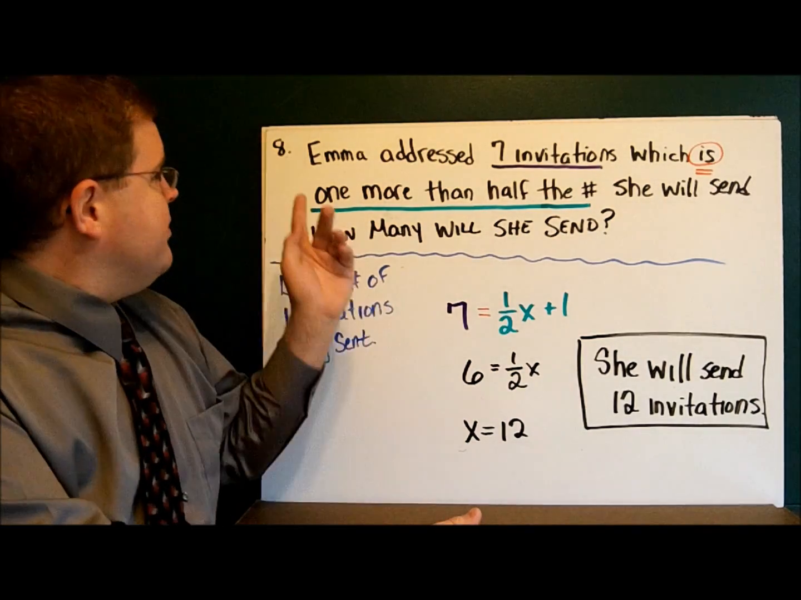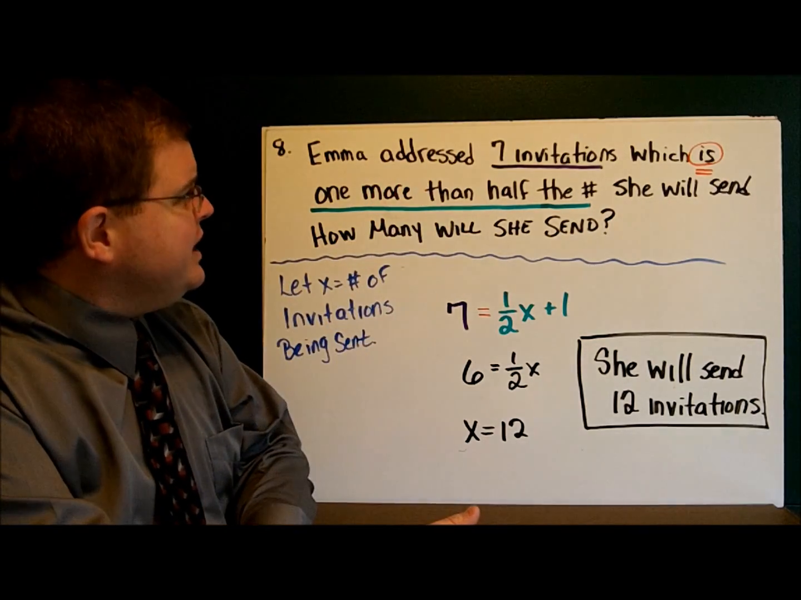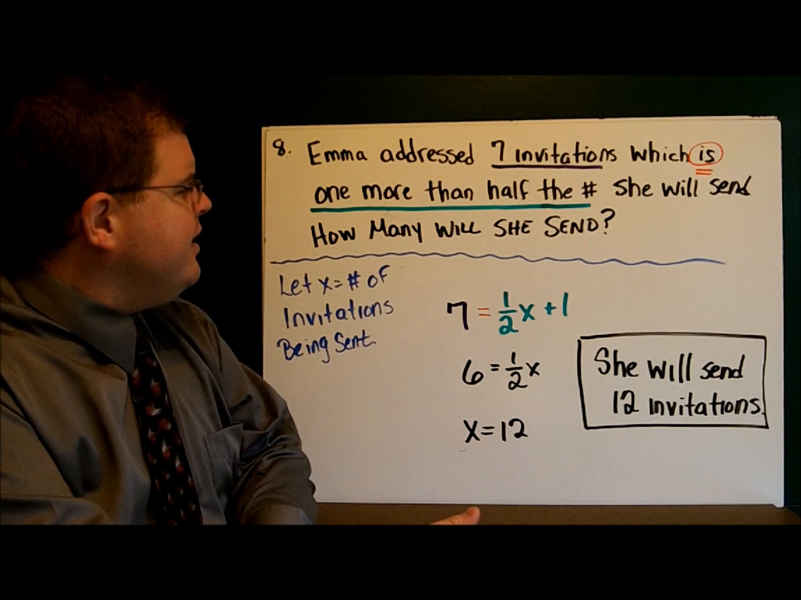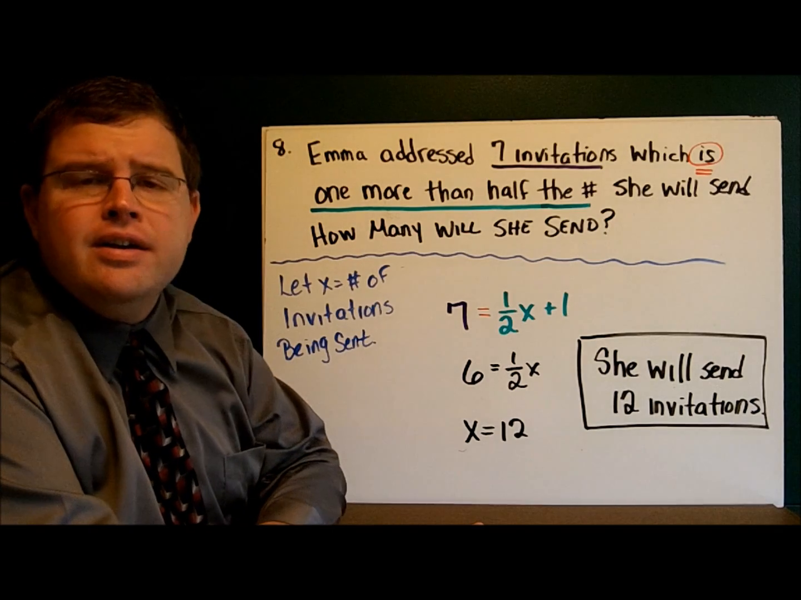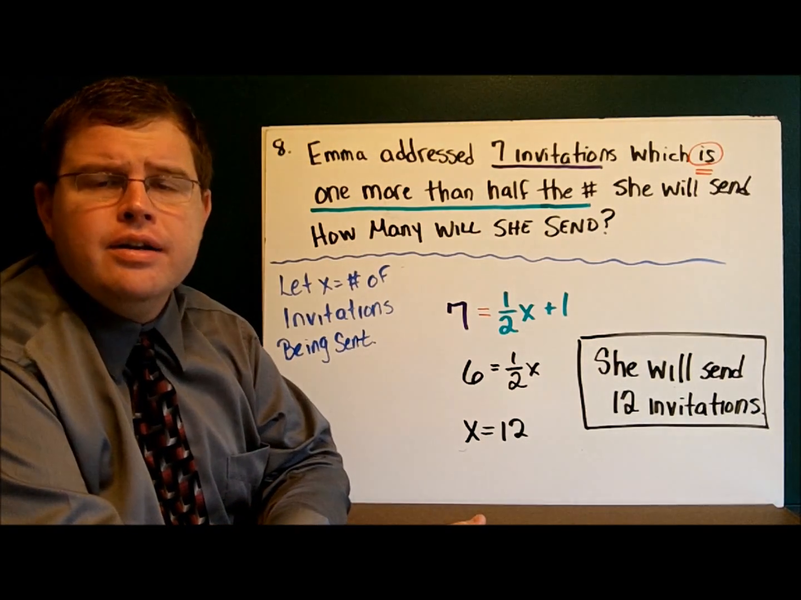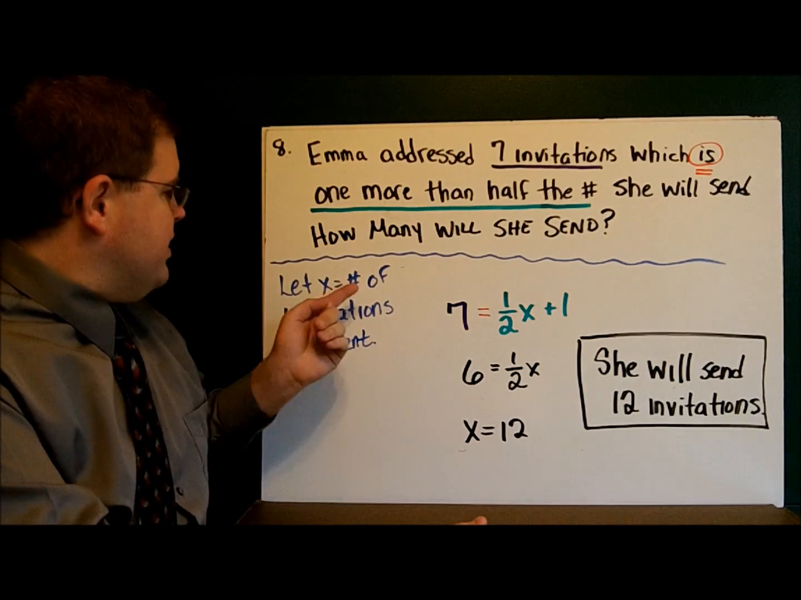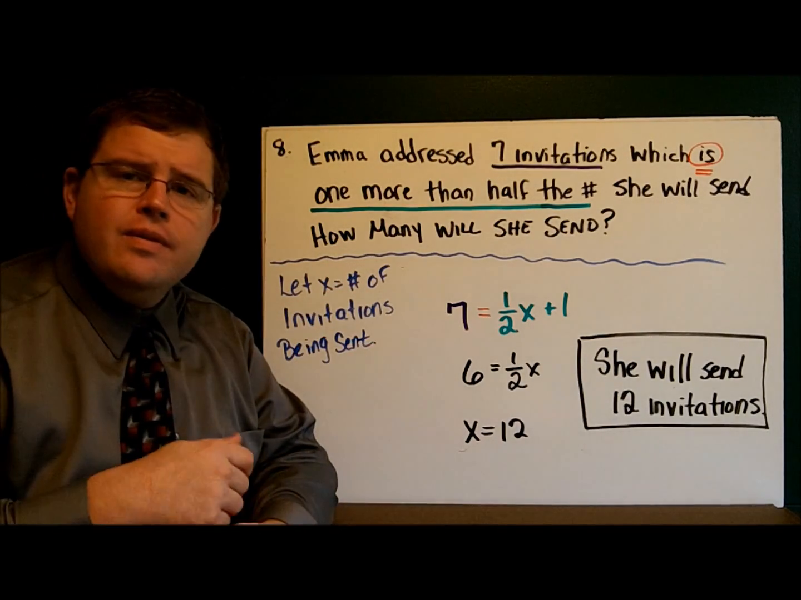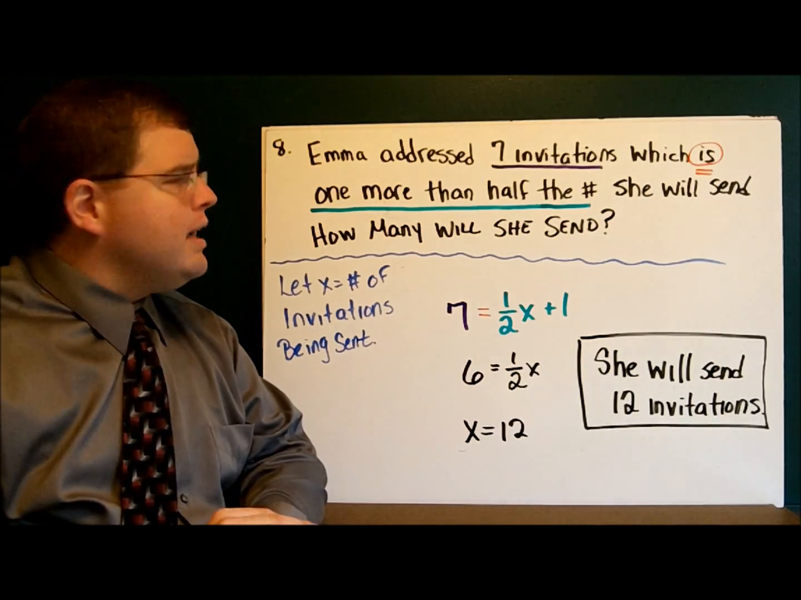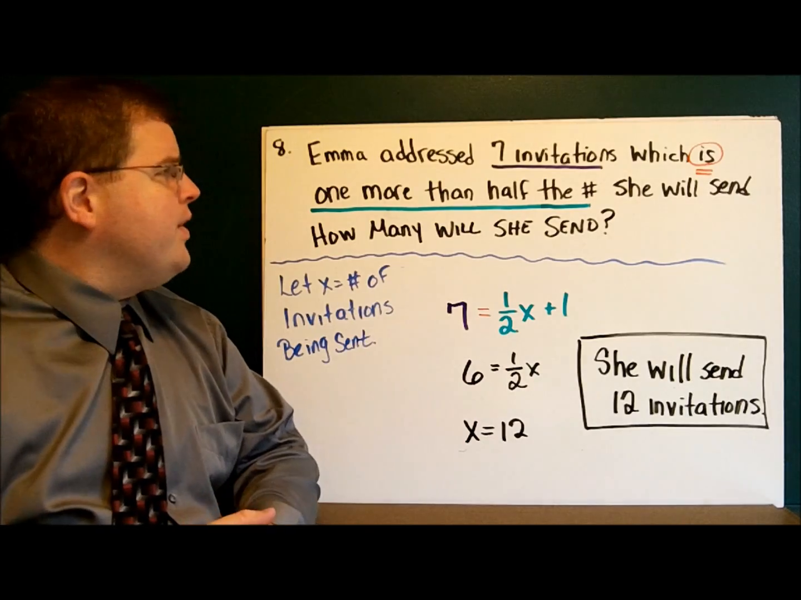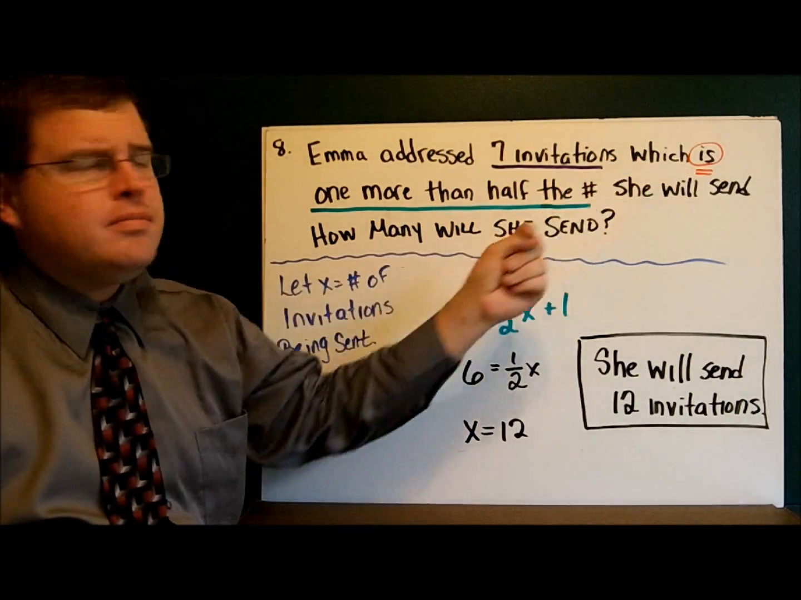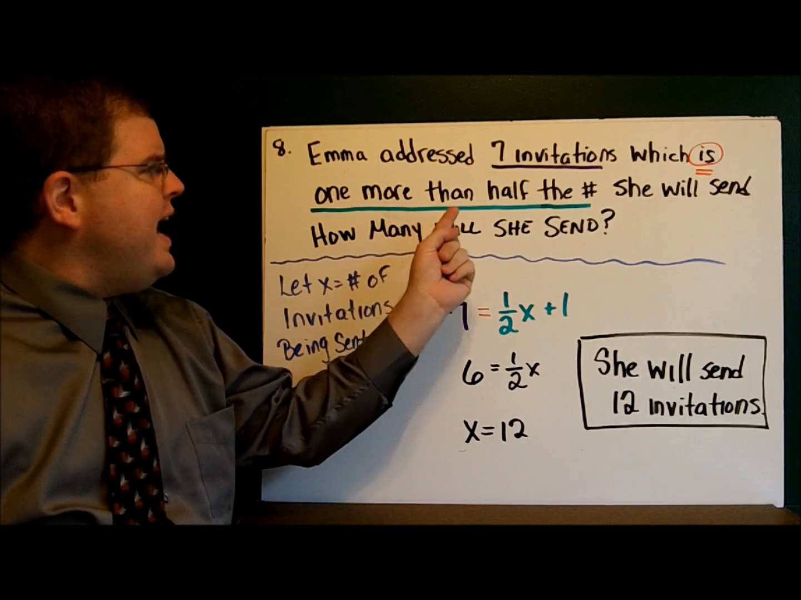I better read it again. Emma addressed 7 invitations, which is 1 more than half the number she will send. How many will she send? Well, what I want to know is the number of invitations she's going to send. So that'll be my x. Let x represent the number of invitations that are being sent. And now let's underline the important things. 7 invitations is 1 more than half the number.